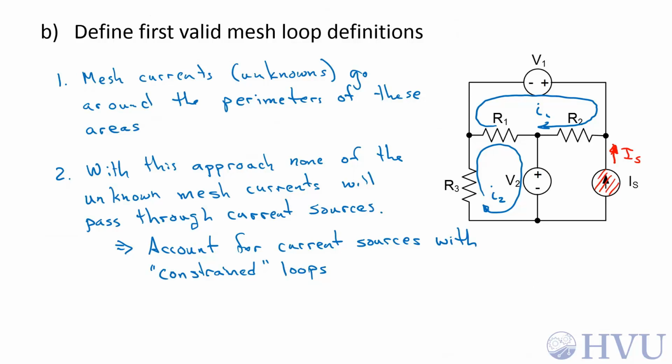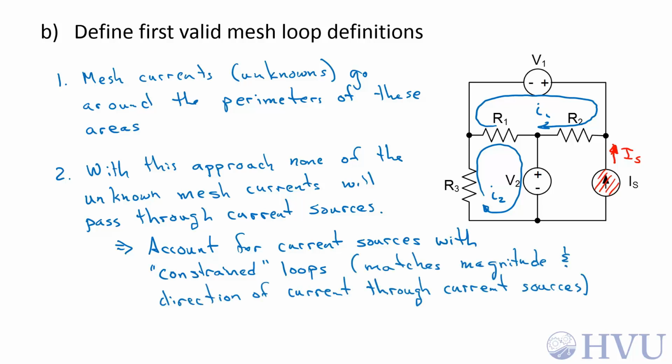So I'll create a constrained current loop that accounts for that current. The only rule for that constrained loop is that it has to match the magnitude and direction of the current through the current source. Since that's the only rule, there are generally a variety of choices you can make for the constrained loop. For this particular example, I'll say the constrained loop goes through this section. It's got a current I sub S. It's got the right magnitude and direction to account for this current source.